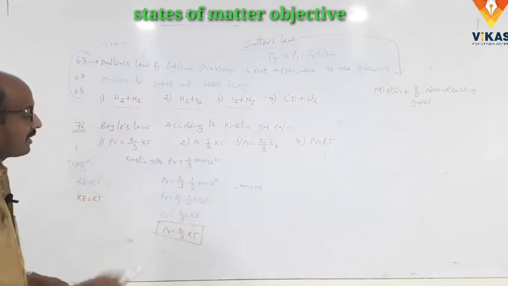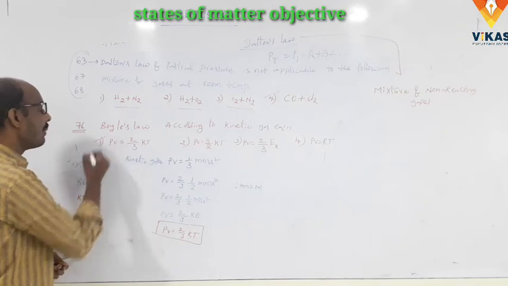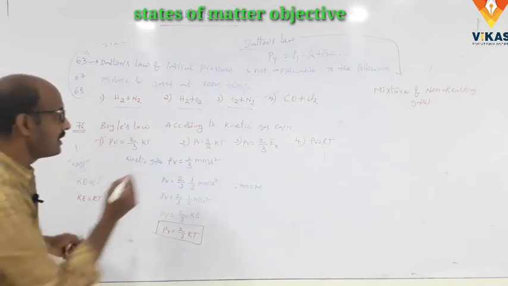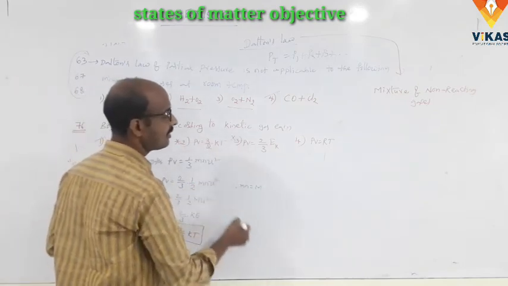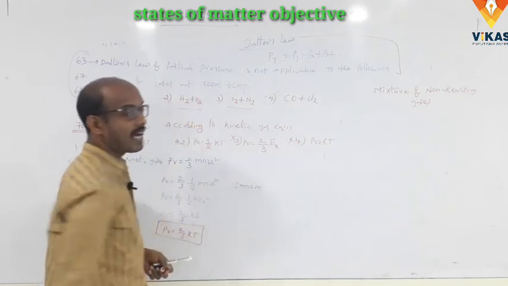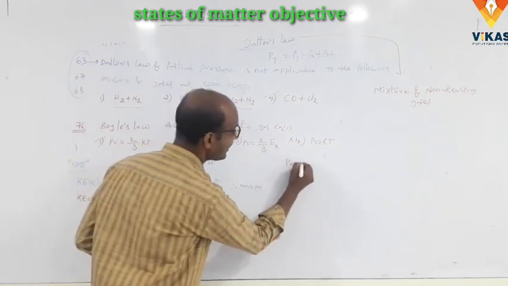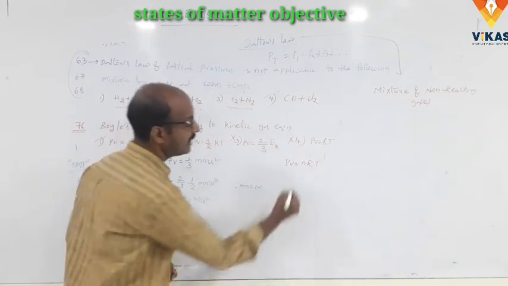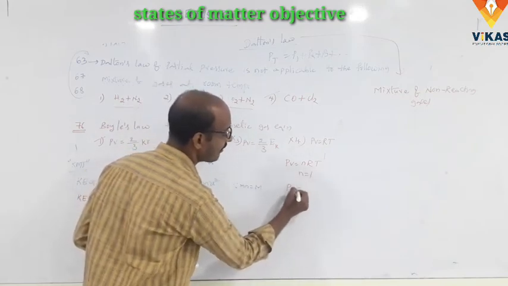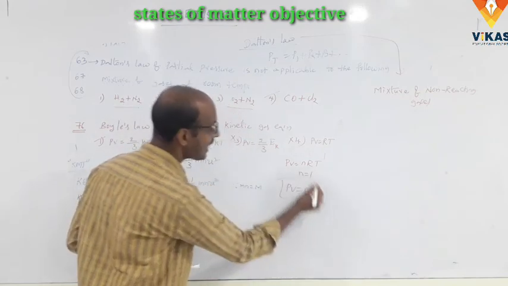So among these four, which one is the correct one? The first one, PV is equal to 2/3 KT. This one is wrong and this one is wrong. And here, what is PV is equal to RT? PV is equal to nRT is the ideal gas equation. Here the number of moles is equal to 1, so it converts into PV is equal to RT. This is the ideal gas equation.